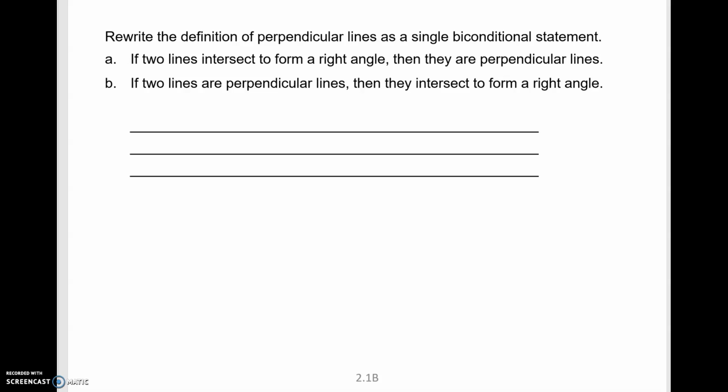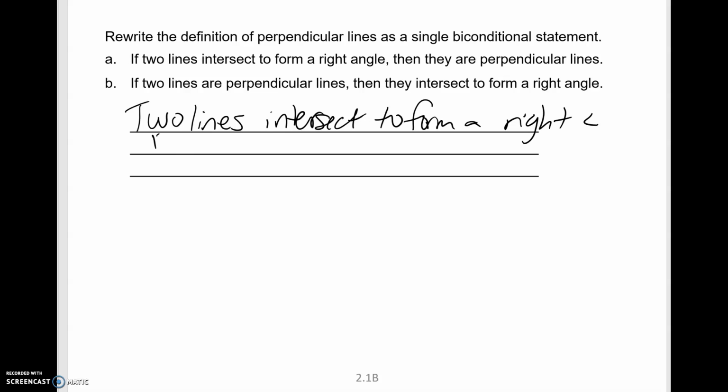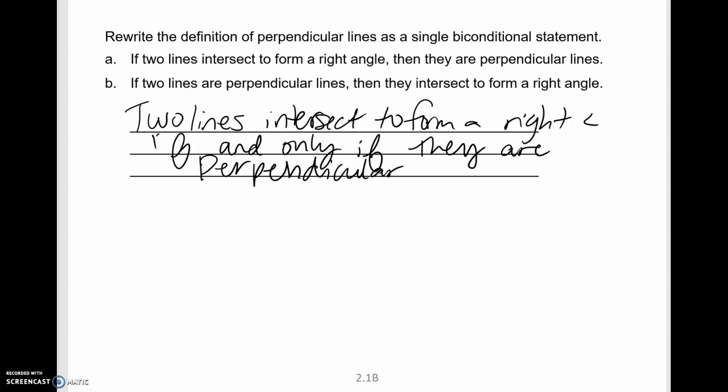So two lines intersect to form a right angle if and only if they are perpendicular lines. So two lines intersect to form a right angle if and only if they are perpendicular lines.